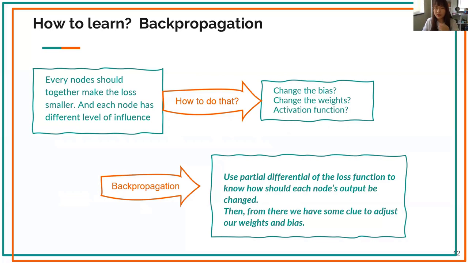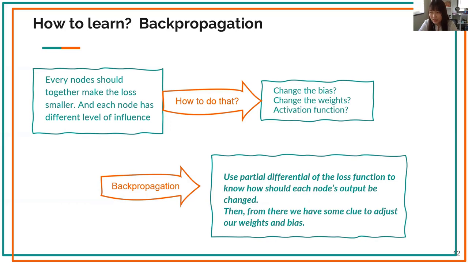We know that every node should together make the load smaller, right? So each node should make their effort. Some nodes should be larger, some nodes should be smaller. And also each node has a different level of influence on the final answer. So how do we do that? And just as I mentioned, in nodes there are biases, weights, and activation functions. What should I change? This series of questions I just gave you is why we need backpropagation.